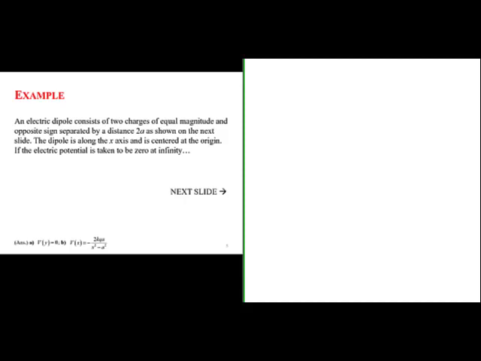An electric dipole consists of two charges of equal magnitude and opposite sign separated by a distance 2a as shown on the next slide. The dipole is along the x-axis and is centered at the origin. If the electric potential is taken to be zero at infinity, calculate the electric potential at any point y on the y-axis.